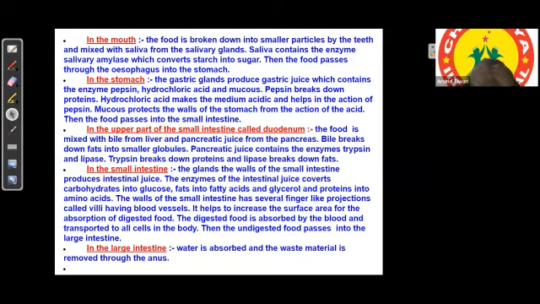And why are they like that? To increase the surface area. They are folded to form villi to increase the surface area for absorption.